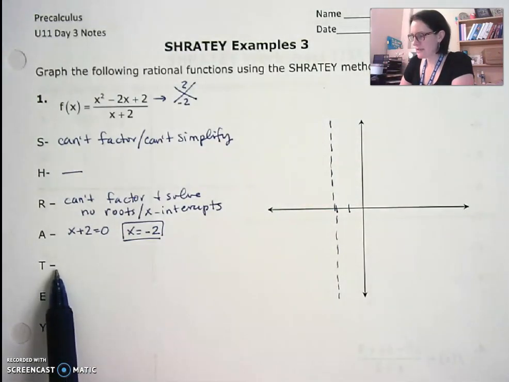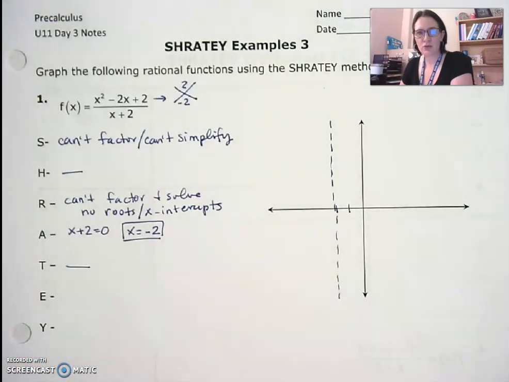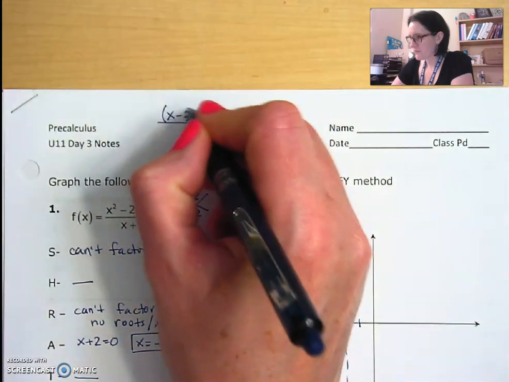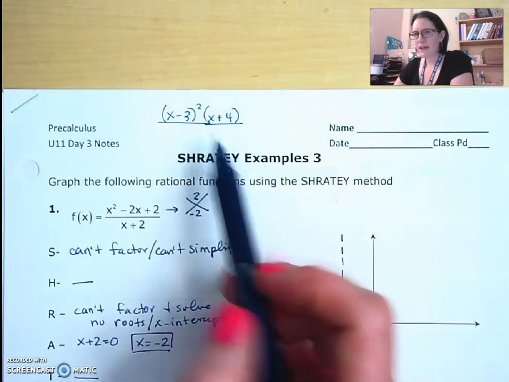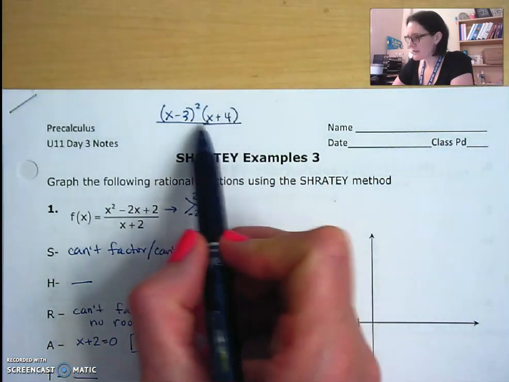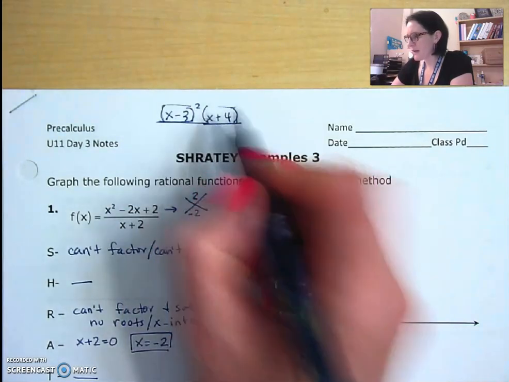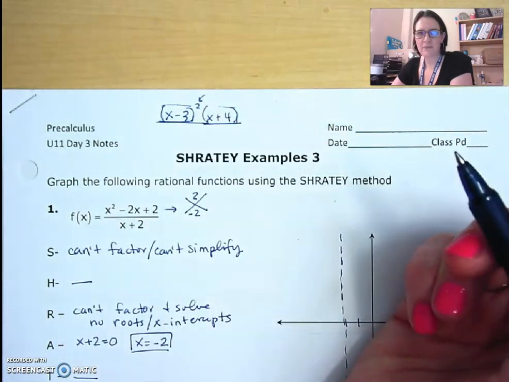T is for tangent and together. You're looking for squared factors in the numerator or denominator. So let's have a little discussion about the difference between factors and terms. When we're looking for squared factors, an example would be this. Factors are things being multiplied. So in this example, I have this group x minus 3 is a factor, and this group x plus 4 is a factor. And this is an example of a squared factor.